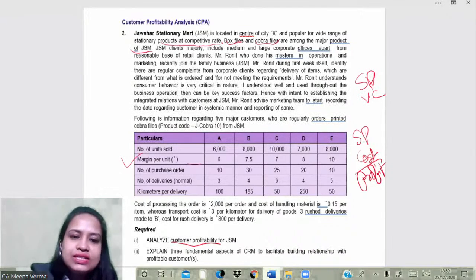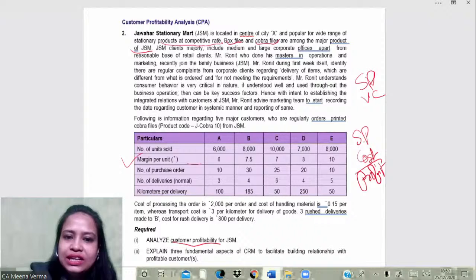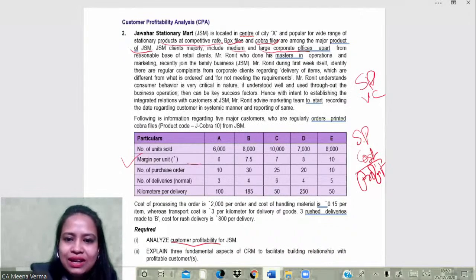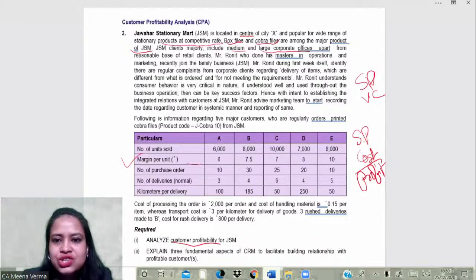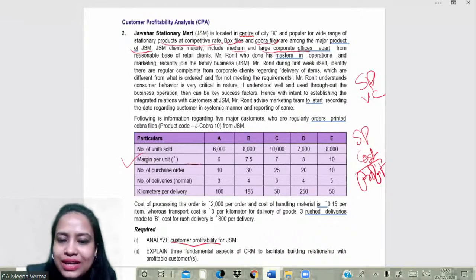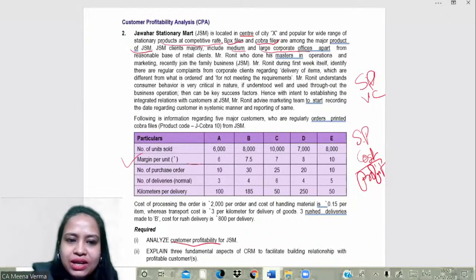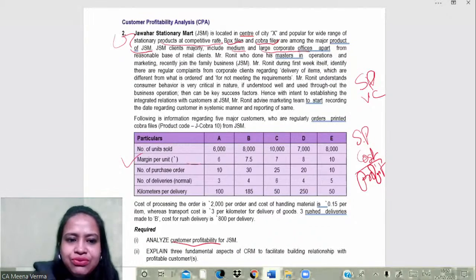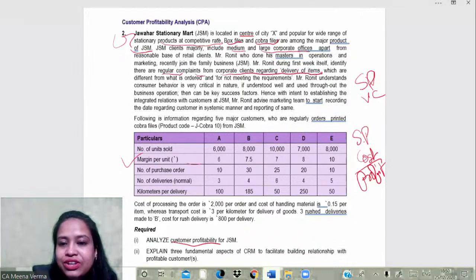Jawahar Stationery Mart's clients majorly include medium and large corporate offices apart from a reasonable base of retail clients. So they have large companies and medium companies as their clients. Mr. Ronit, who did his master's in operations and marketing, recently joined this company's business. During his first week itself, he identified that there are regular complaints from corporate clients regarding delivery of items.